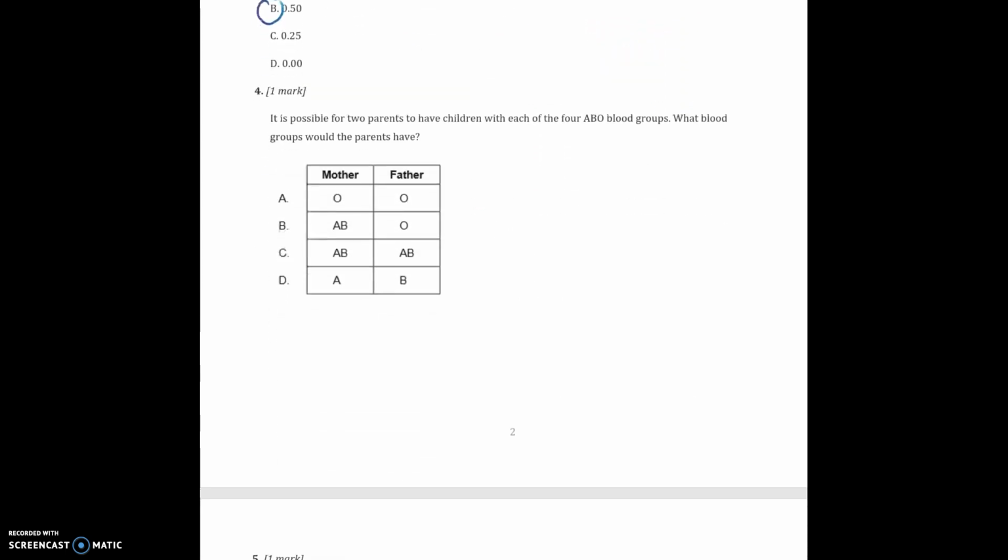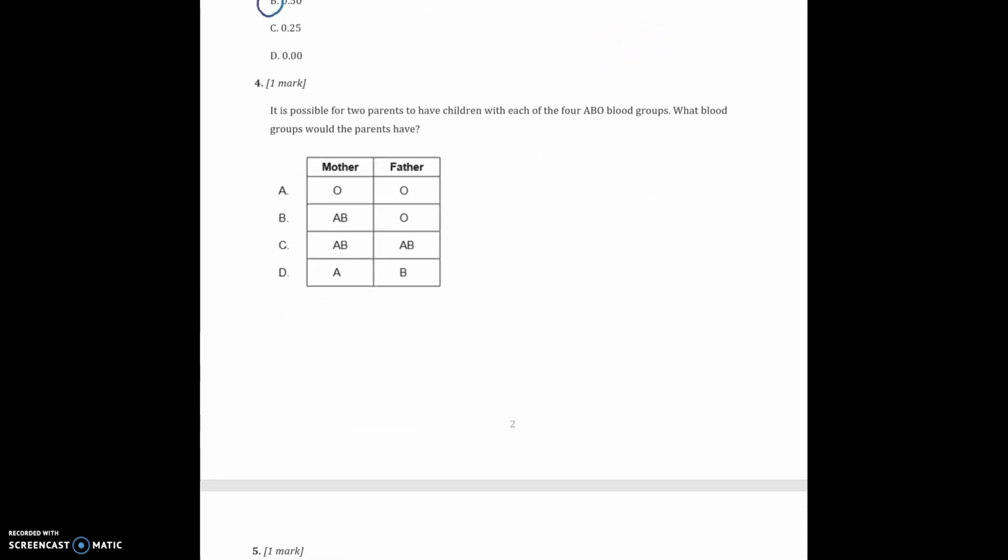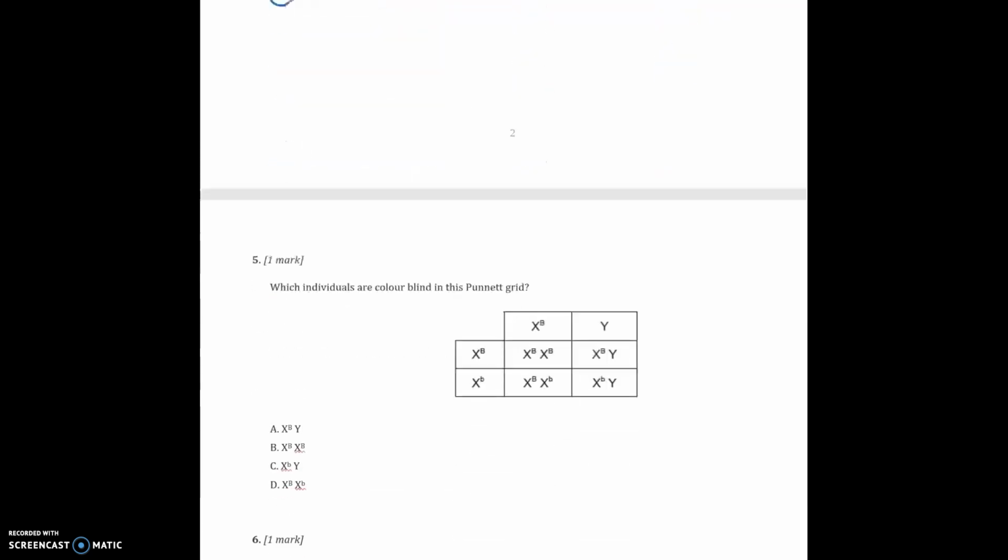In question 4, it's asking about two parents having each of the 4 ABO blood groups. So that's our Jack and Jill roll down the hill example. And if you remember, in that instance, they have to be IAI and IBI to be able to give all 4 possible phenotypes. So the answer is D.